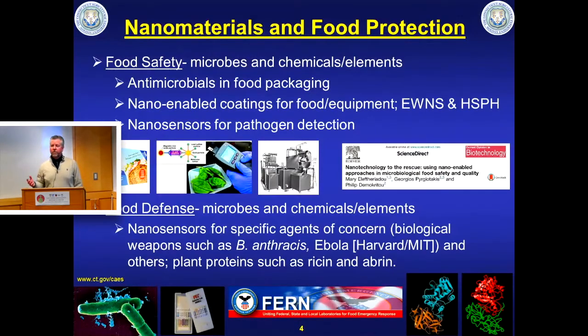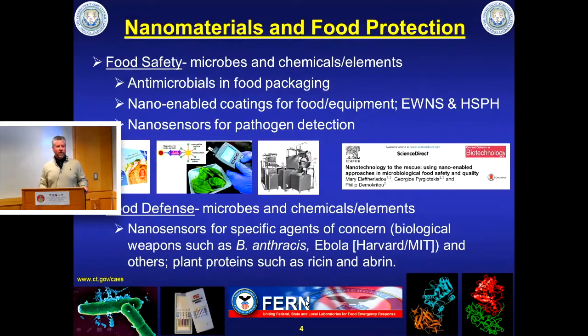But antimicrobials, food packaging, sensors for pathogen detection, all of that's important. So that's food safety. And the real difference between food safety and food defense is kind of intent. You're basically looking for the same things, whether it's chemicals or microbes that are not supposed to be in food. In food safety, they get there accidentally. In food defense, somebody has put them there intentionally. So obviously the sensing part of food defense is a much more important part of this.